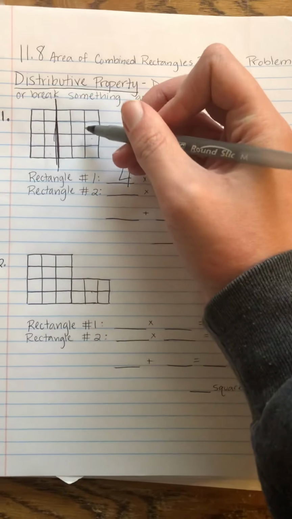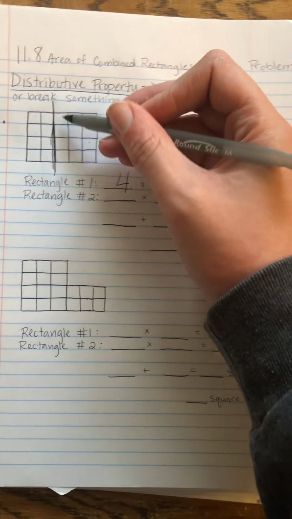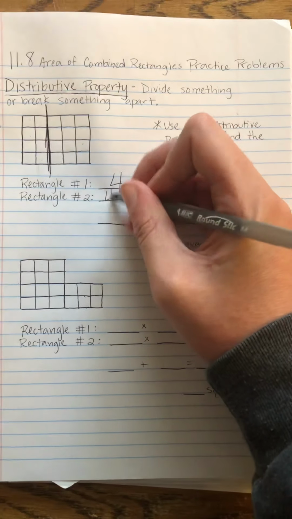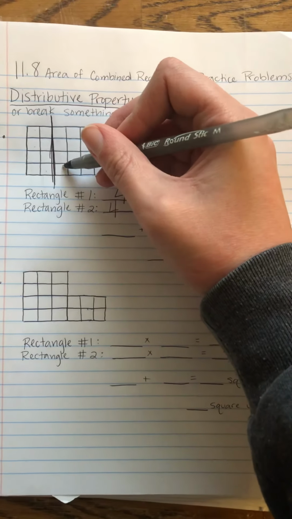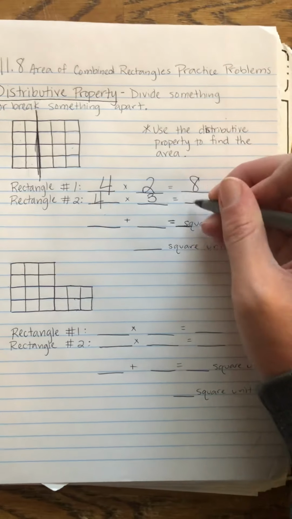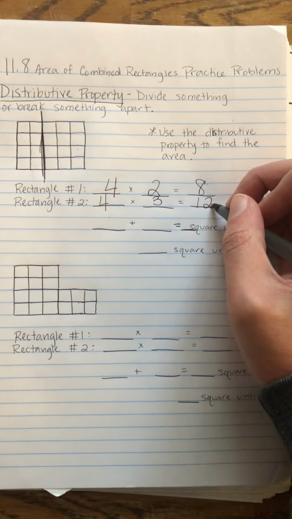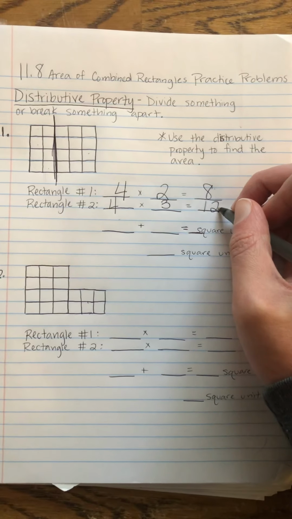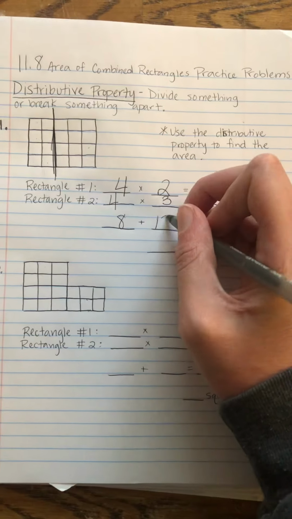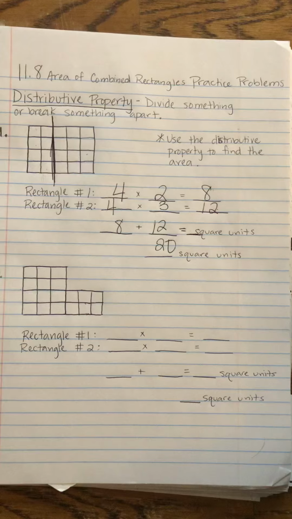Now let's look at rectangle number 2. How many squares going down? 1, 2, 3, 4. How many squares going across? 1, 2, 3. 4 times 3 equals 12. So now let's add up both of our answers and that will give us our area. 8 plus 12. That equals 20. So 20 will be our area, 20 square units.